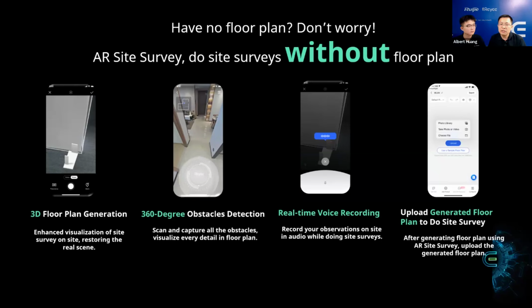And later in the deployment stage, if you have some issues, we can also review the information from the site survey. Okay. And the last, after we generate the floor plan with AR site survey, we can upload the map into the AI heat map. And then AI heat map can generate a professional report. So even if I do not have a single floor plan, now I can do site surveys.